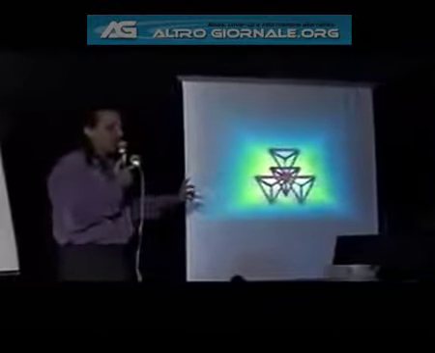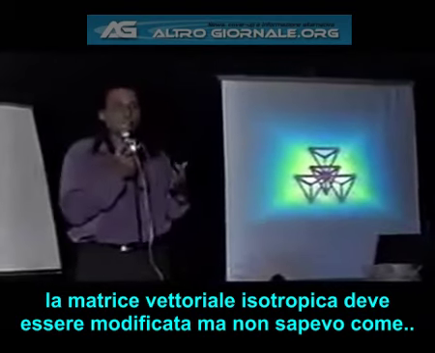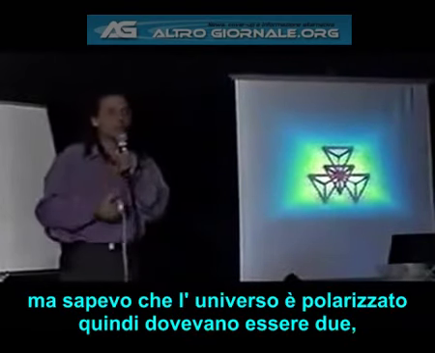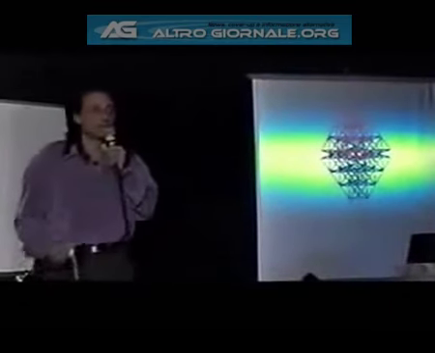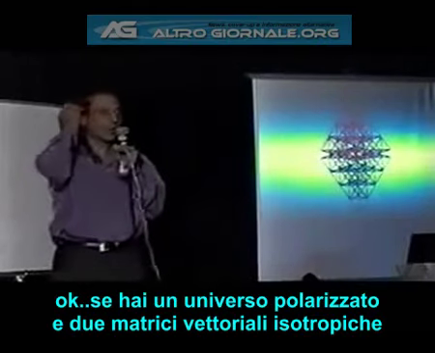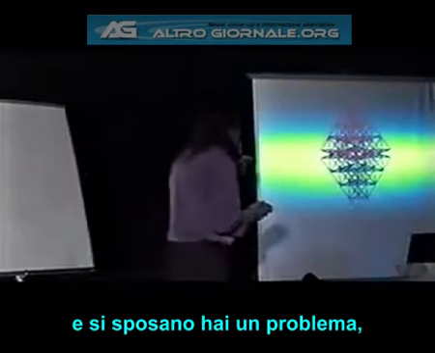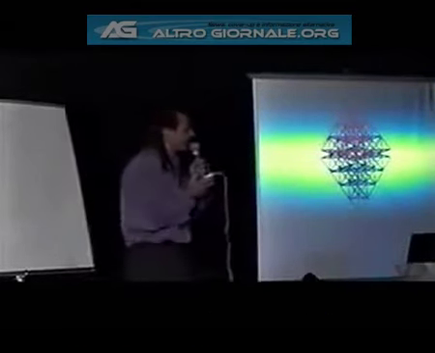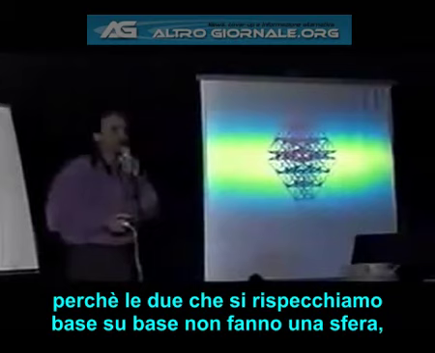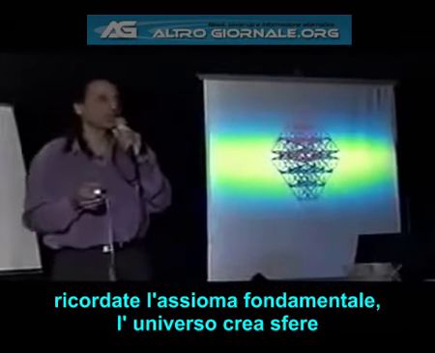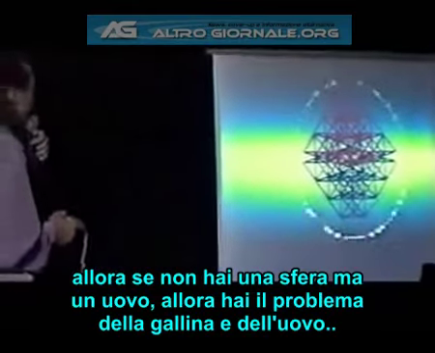But anyway, the isotropic vector metric had to be modified. I didn't know how. One thing I was sure of is that the universe is polarized, so there had to be two. Now, if you have two isotropic vector metrics mirroring each other, you have a problem, because the two mirroring each other, base to base, don't make a sphere. Remember, fundamental axiom: the universe is generating spheres. So you don't have a sphere, you have an egg.